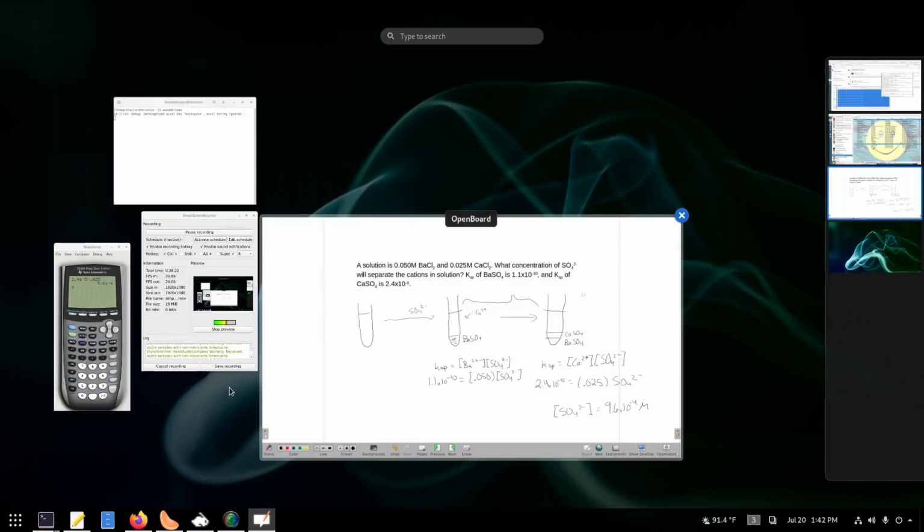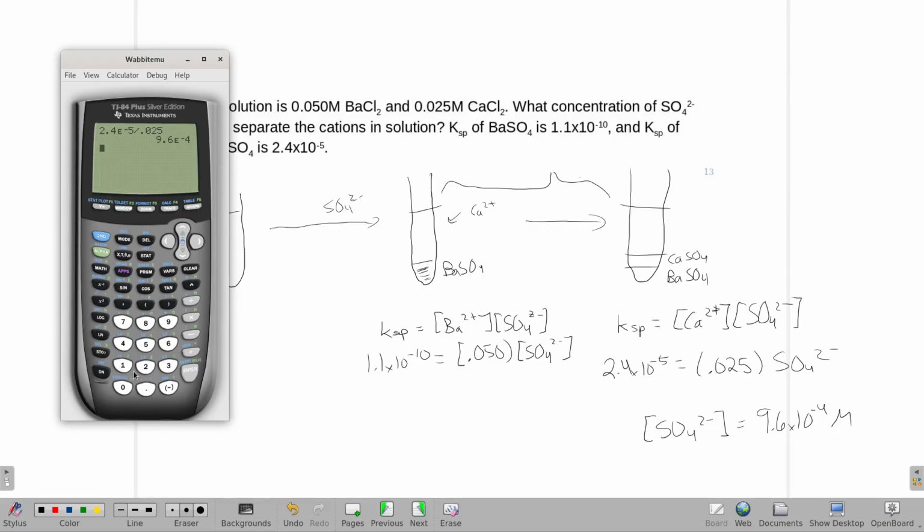Very similar idea. 1.1 times 10 to the negative 10th divided by 0.05, and we see that this concentration is very low, 2.2 times 10 to the negative 9th.